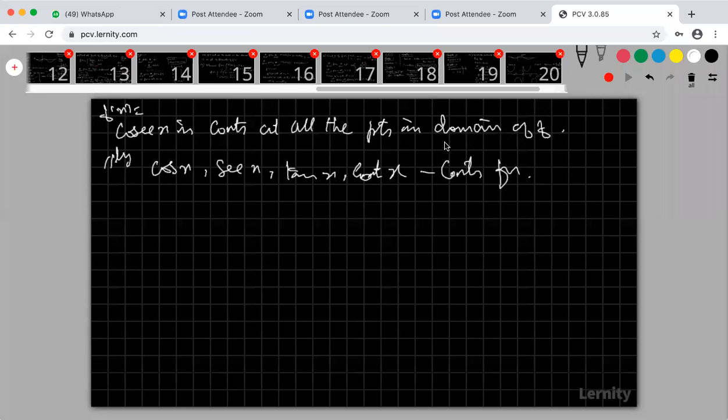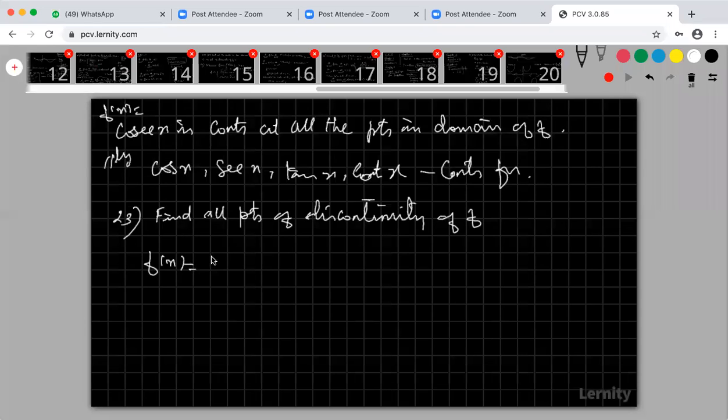Right. Now come to the next problem. Find the 23rd problem. Find all points of discontinuity of f, where f of x is given like that.